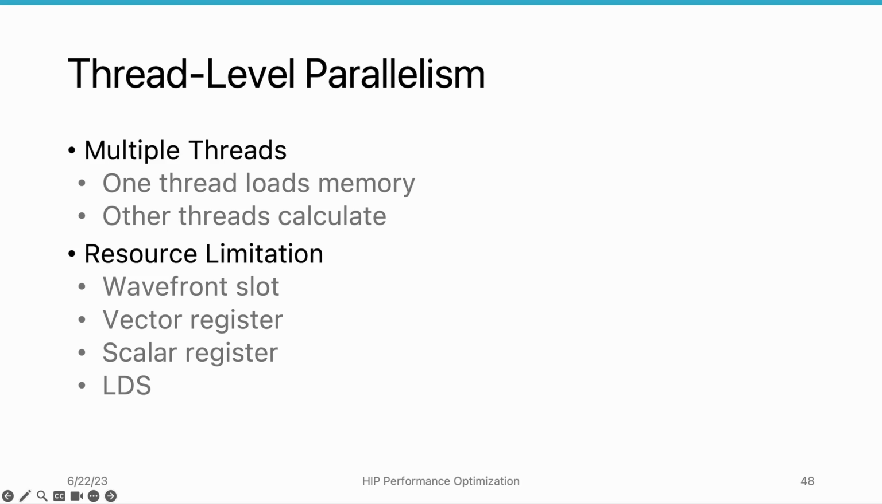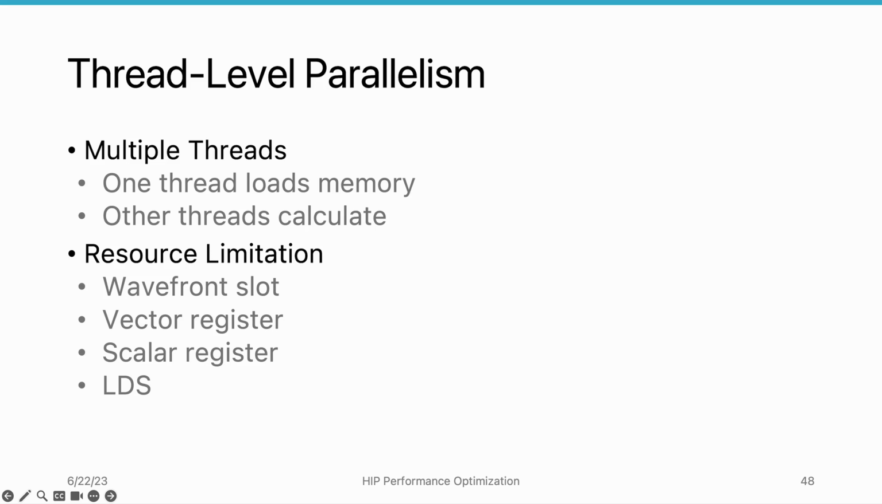But there are resource limitations. We have wavefront slots. Each SIMD has 10 wavefront slots. We have vector register size, we have scalar register size, and then we also have LDS size. If one wavefront is occupying a lot of vector registers or local data share memory, which we'll introduce later, then the number of wavefronts that a compute unit can run is limited. So I have to say at this point, increasing the number of wavefronts in one compute unit may be a good thing in theory, but may not always be a good thing.